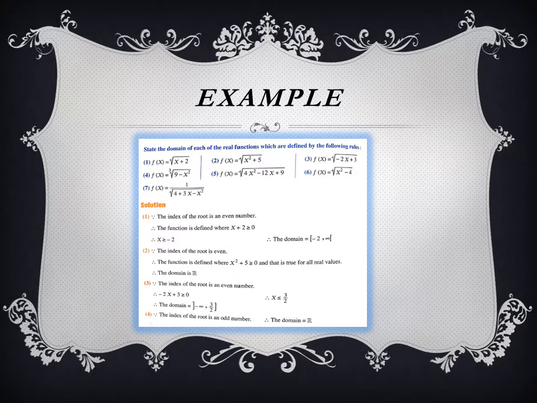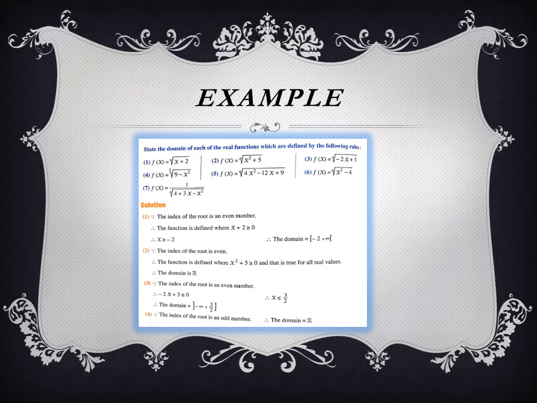The second one is a square root also. So x power 2 plus 5 must be greater than or equal to 0. Okay, can I get a square root for any negative number? No, I can't. So there is no number that can be substituted in that rule, in that root, which makes the expression undefined. So our domain is R, and so on.